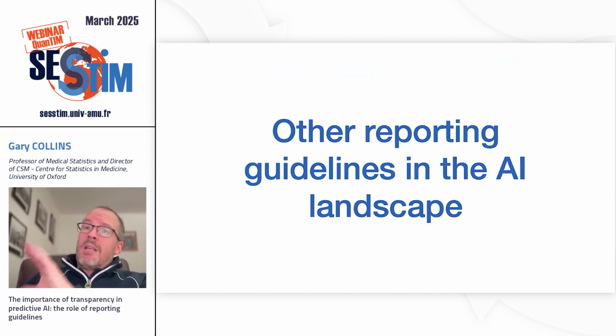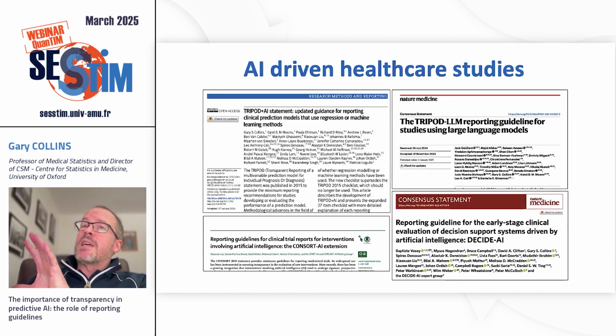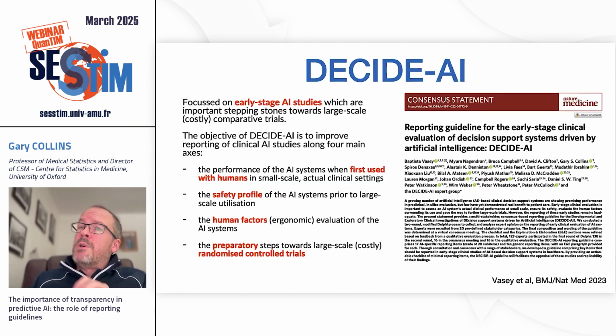So that's TRIPOD, but there are lots of other reporting guidelines in the AI landscape. If you're doing something on large language models, TRIPOD-AI does not cover generative AI, but there's a separate guideline published in Nature Medicine earlier this year on how to report your research if you're using large language models. If you're doing early phase or safety studies in the AI space, where you develop the tool and want to see if it's safe or look at the human factors issues, the human in the loop, there's an early phase reporting guideline called DECIDE-AI, which provides reporting recommendations for those types of studies.